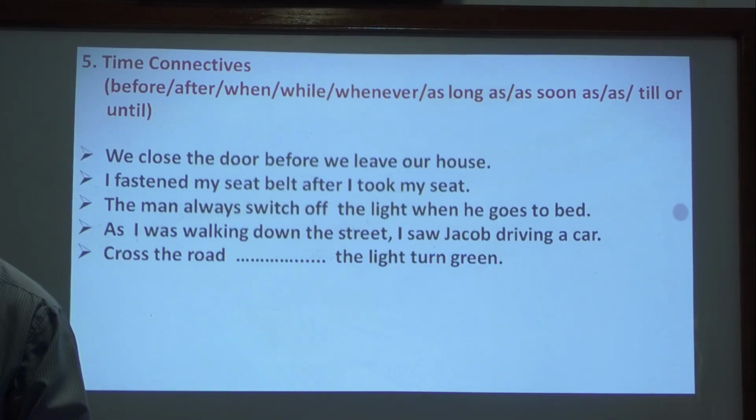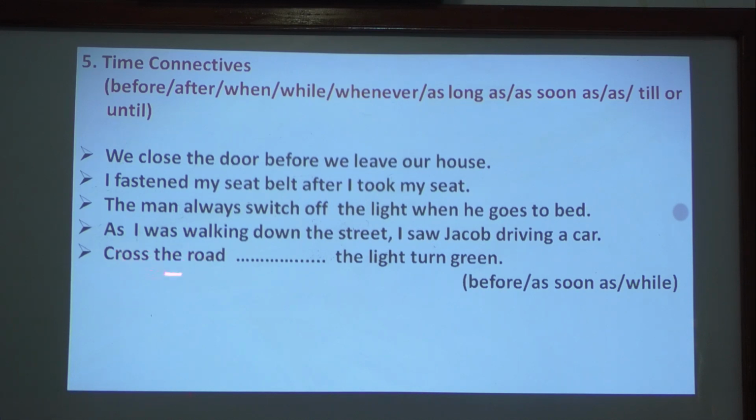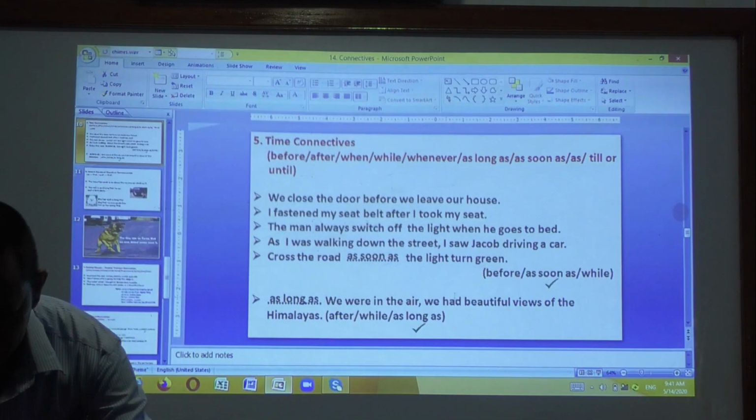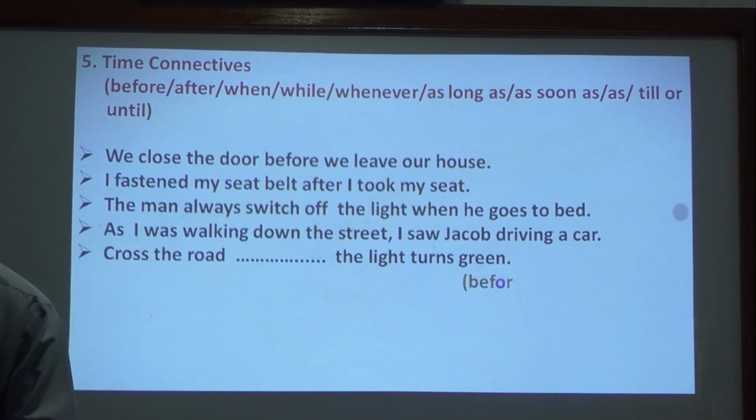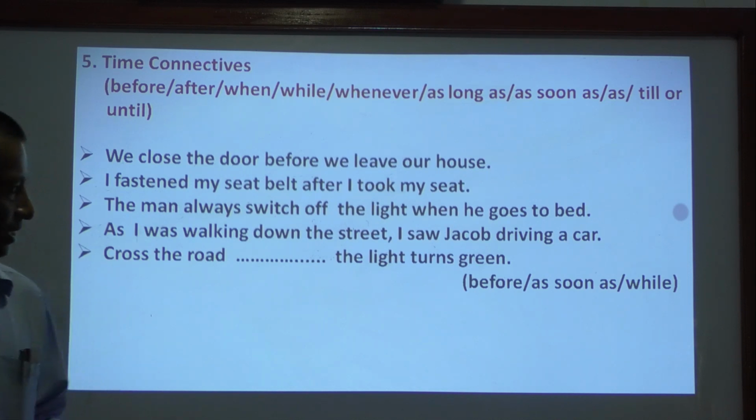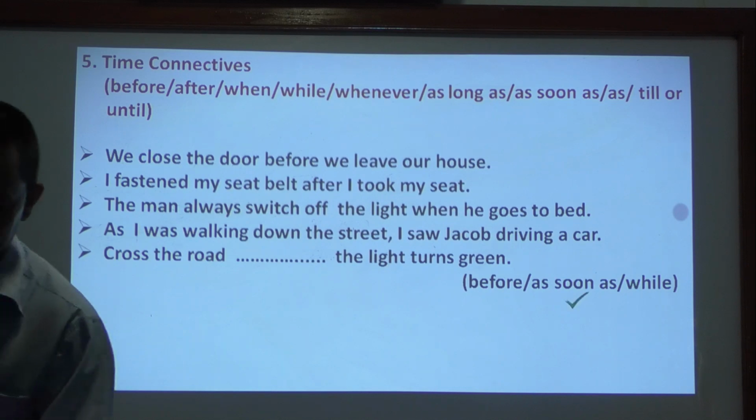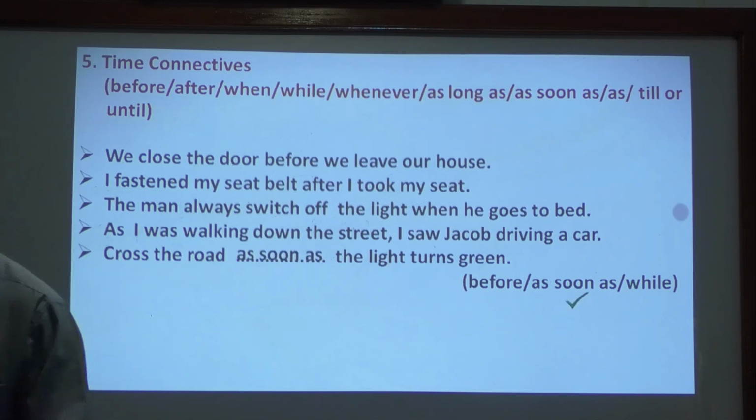Another example for you. Cross the road. The light turns green. The connective should be suitable for it. Let's try here. Cross the road before the light turns green, or cross the road as soon as the light turns green, or cross the road while the light turns green. Which is the correct sentence? Yes, as soon as is the correct answer, and you have to write it in this way. And now the next example.